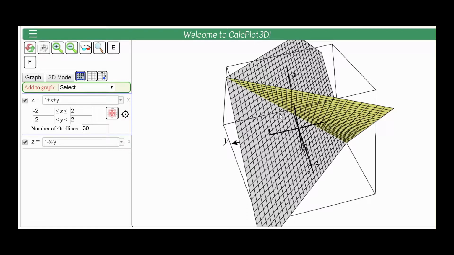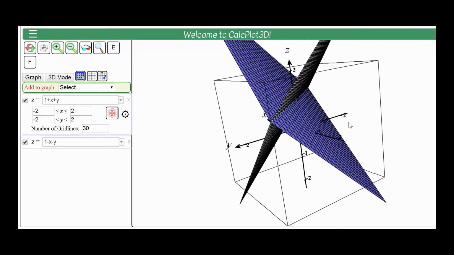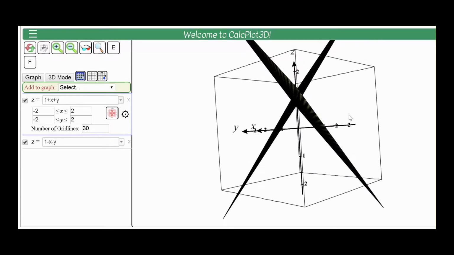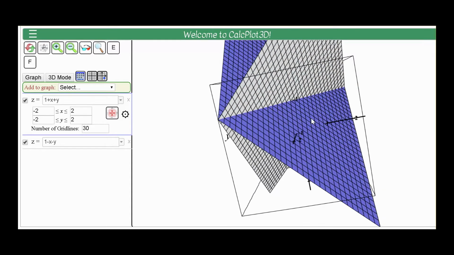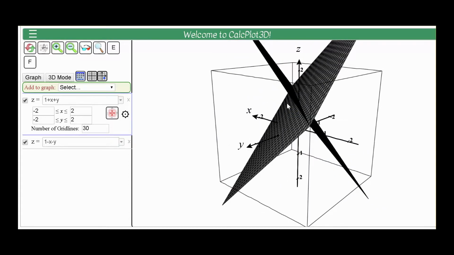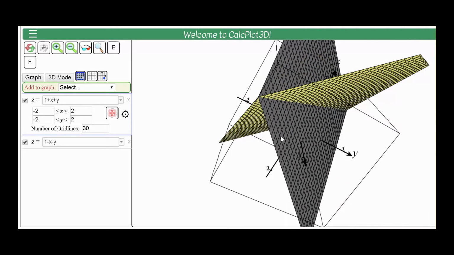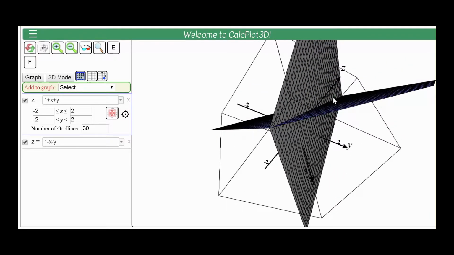So now I've added a second plane. So now I have negative x minus y plus z equals 1. So now we have these two planes that are intersecting. If I look from this direction, they sort of look like an x. Now, if we look at what their actual intersection is, it looks like they're intersecting at a line. So there's still an infinite number of points, of ordered triplets in three-dimensional space, where they intersect. So this would be two equations that have three variables each, and they're intersecting at a line.